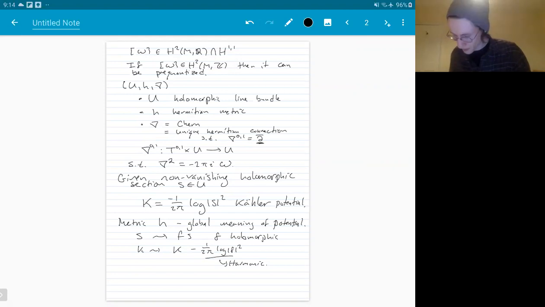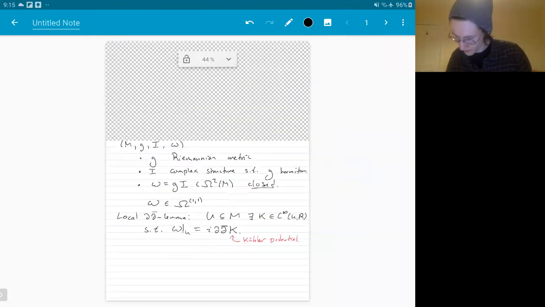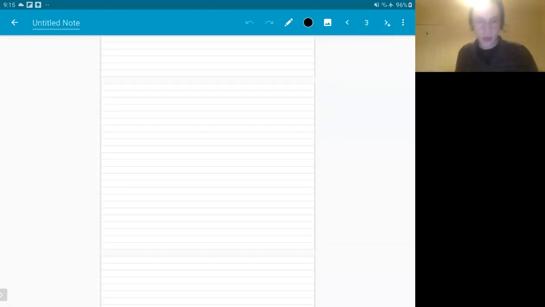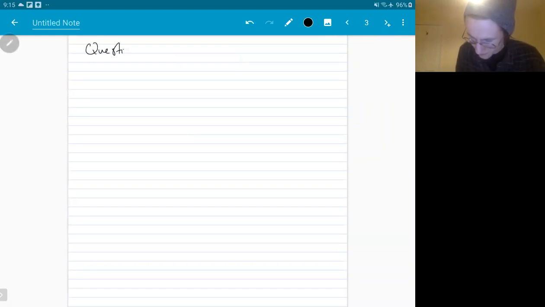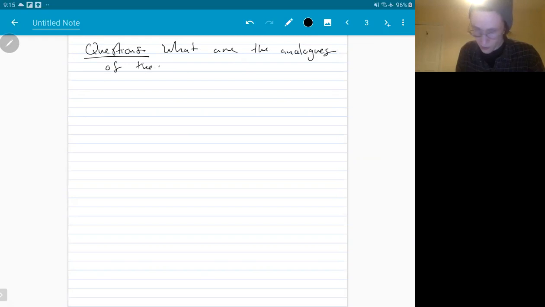So essentially, we want to generalize this to the setting of generalized Kähler geometry. So let me write a couple of questions. Well, kind of vaguely, it's what are the analogs of these things for generalized Kähler geometry?